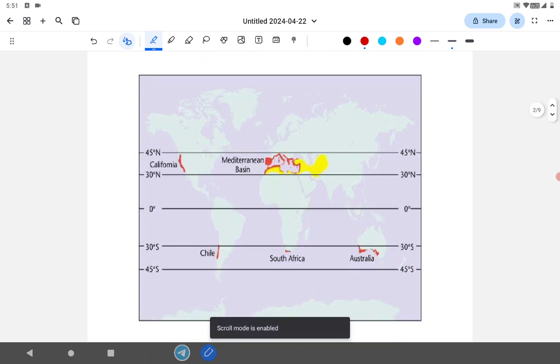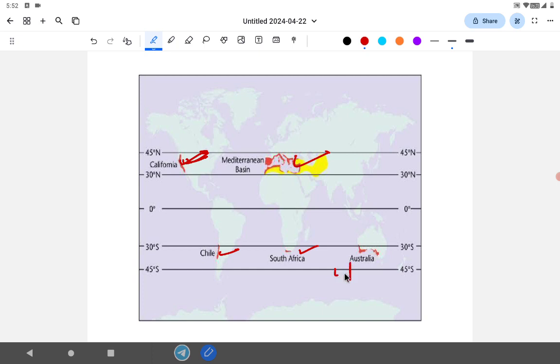The Mediterranean climate, as you know, can be seen between 30° north to 45° north and 30° south to 45° south. It is seen in the Mediterranean basin. It's seen in California, USA. It's seen in Chile. It's seen in South Africa. It's seen in Australia.